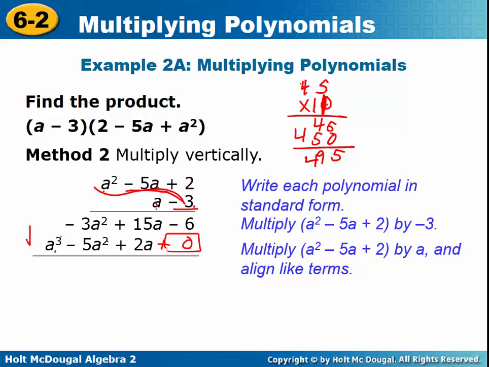Now we just add vertically, add these together. So a cubed, there's nothing up here to add it to. Negative 3a squared minus 5a squared is negative 8a squared. 15a plus 2a is 17a. And then the minus 6 just gets dropped down. There's nothing to add to that. So that's how you do it vertically. So that works pretty neat.